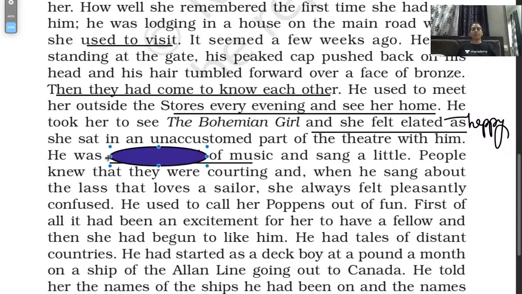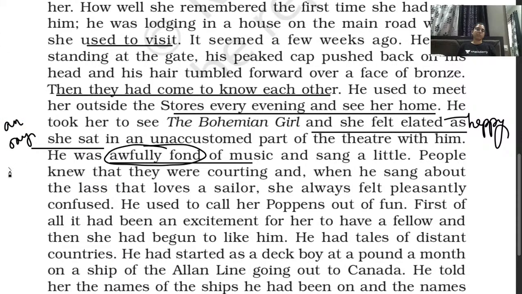Awfully fond, two contrasting words. This is called an oxymoron. Courting is dating. And when he sang about the lass that loves a sailor, she always felt pleasantly confused.